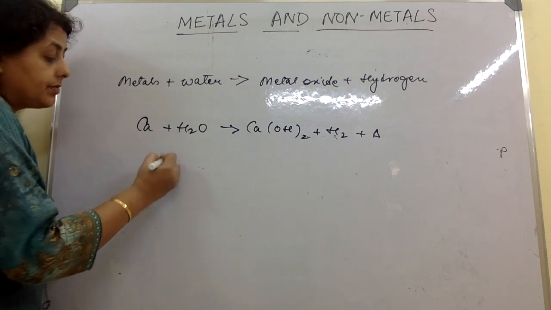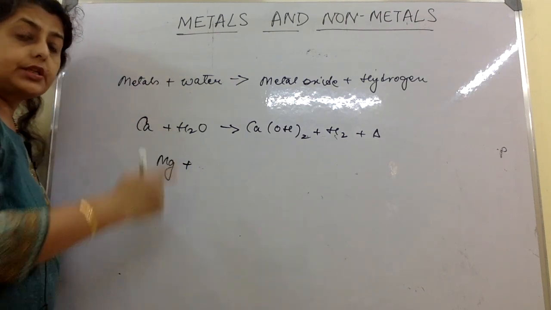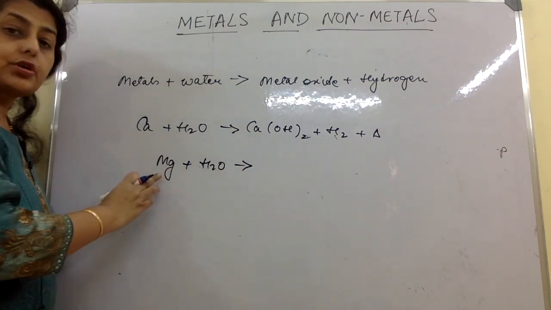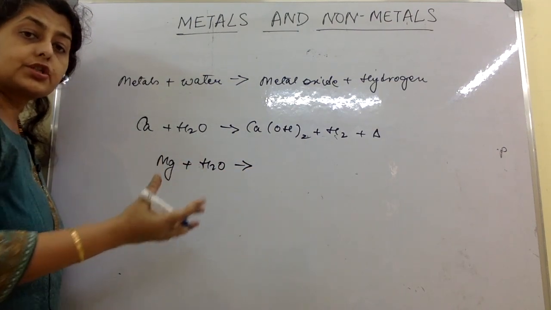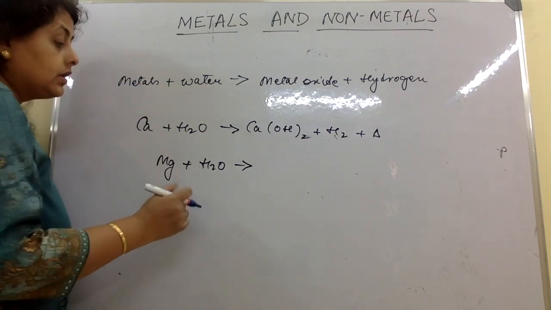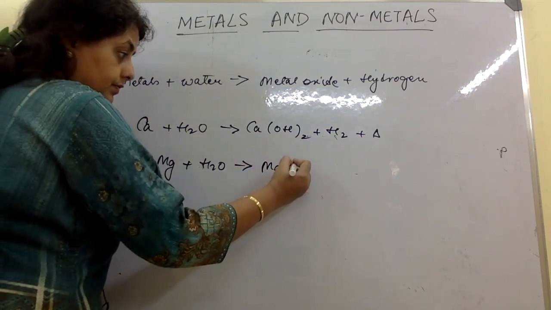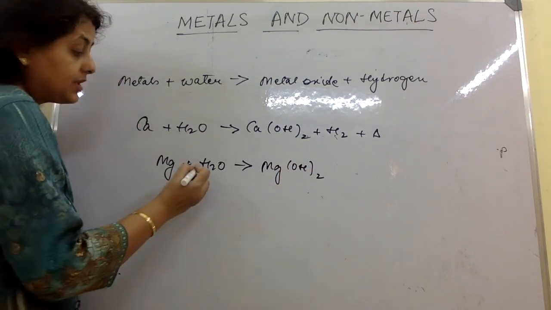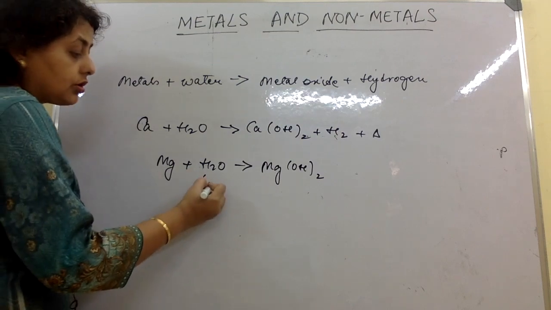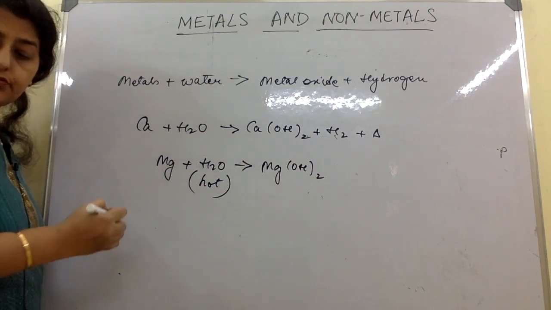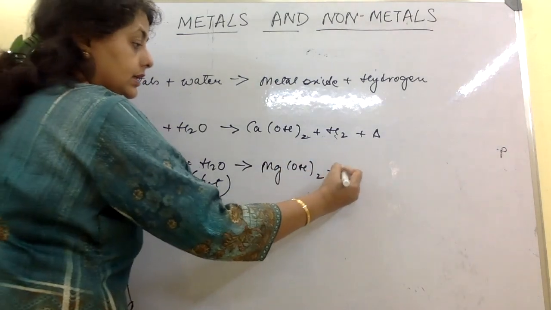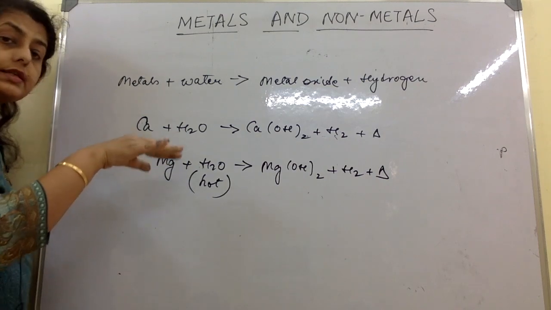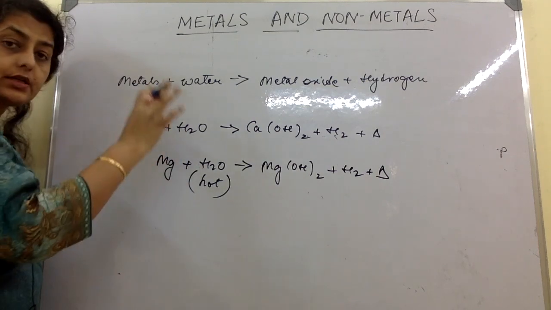Starting from magnesium, now we will be talking about the activity series. Magnesium cannot react with cold water because it is less reactive, so cold water is not enough for it. Magnesium also reacts with water, but this time it reacts with hot water. It has the same kind of reaction, but with hot water, because the reactivity of magnesium is less than that of calcium.